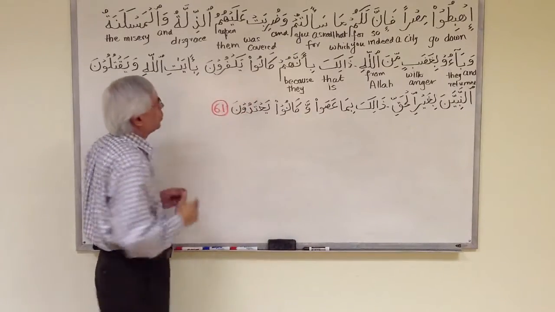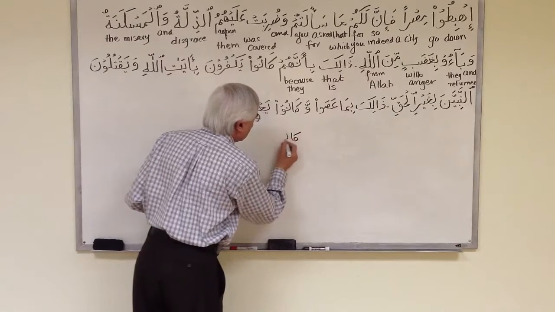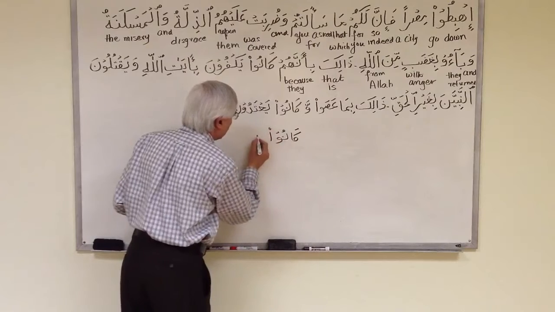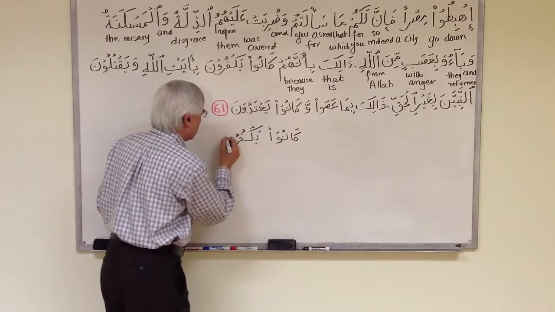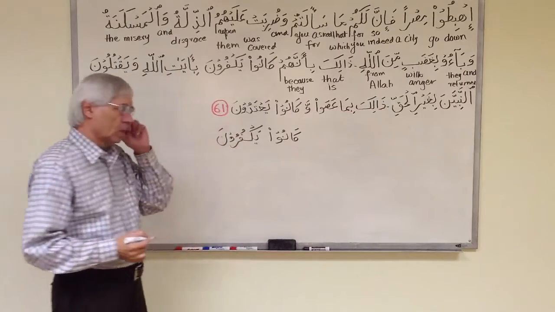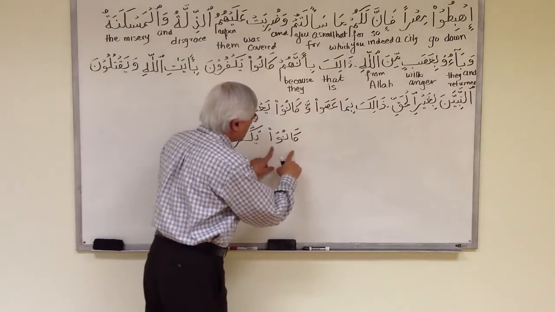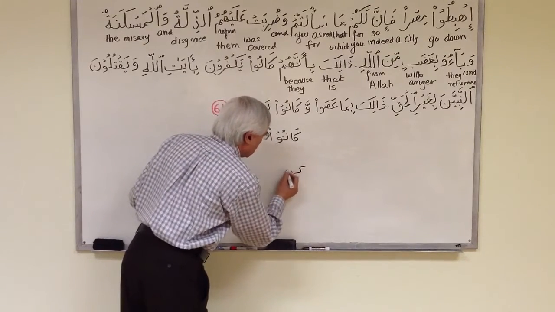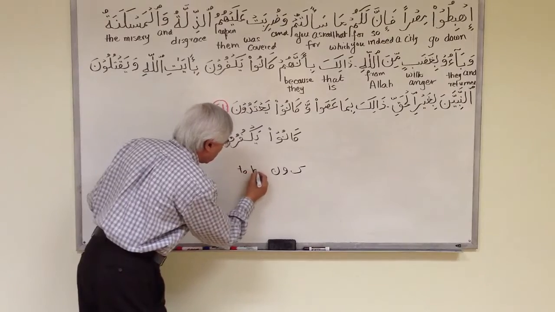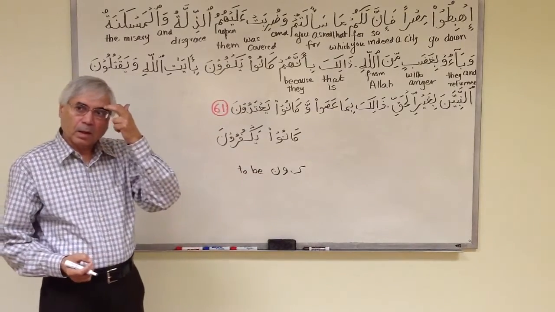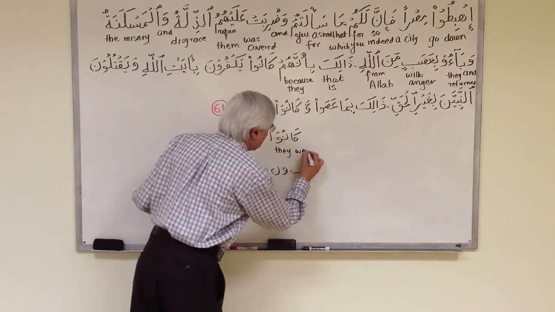Okay. Then we can translate the next two words together. Kanu yakfuruna. Okay. These words have come many times. The first word, kanu, is from these letters kaf, waw and noon. This means to be. Okay. And kanu is they were. It's the past tense plural. They were.